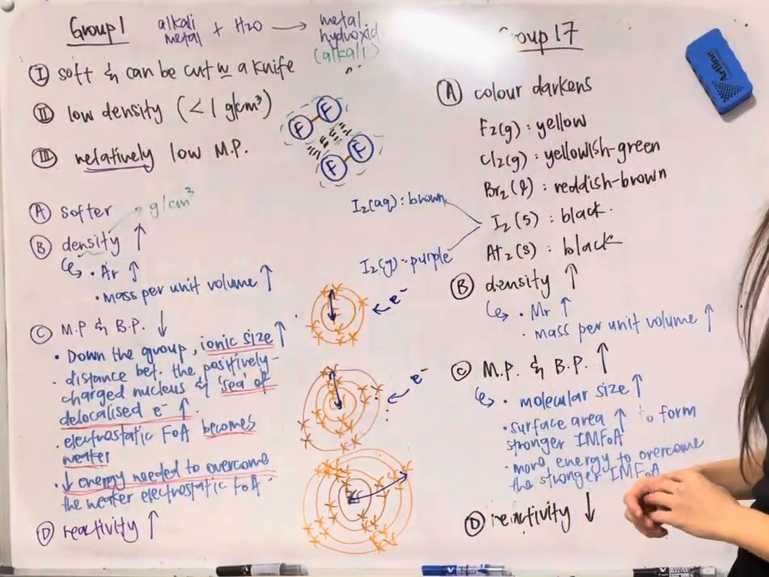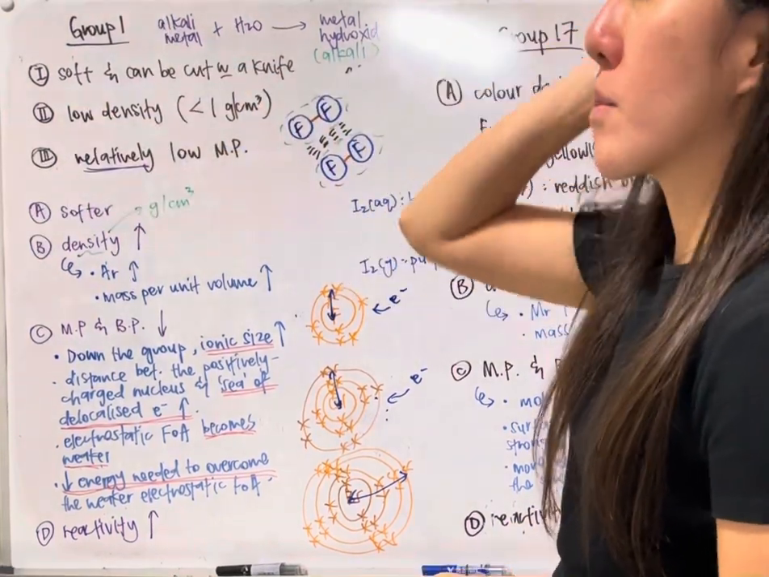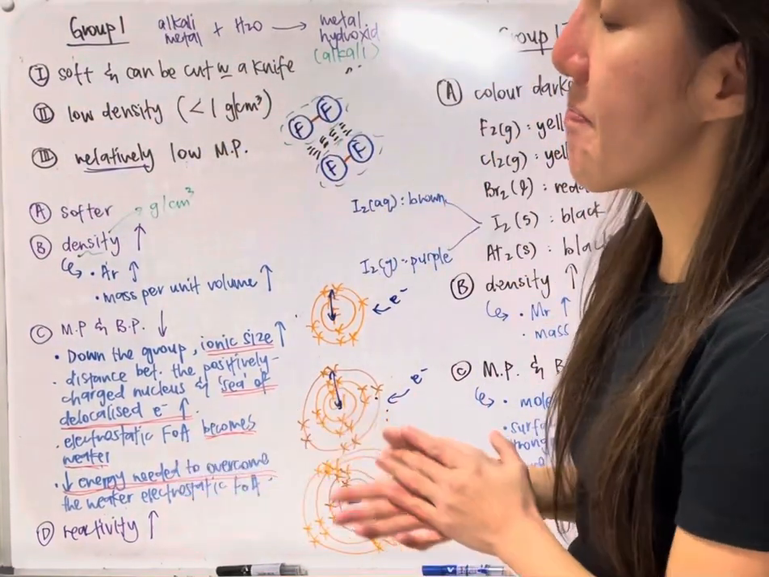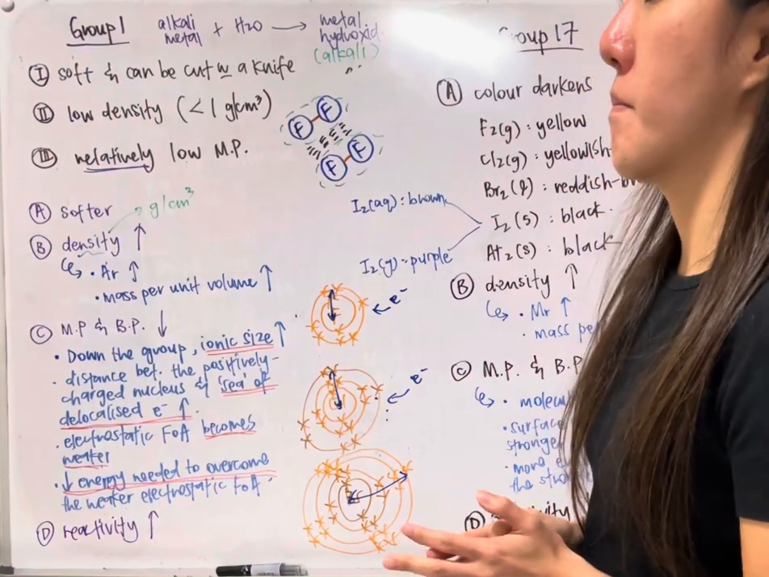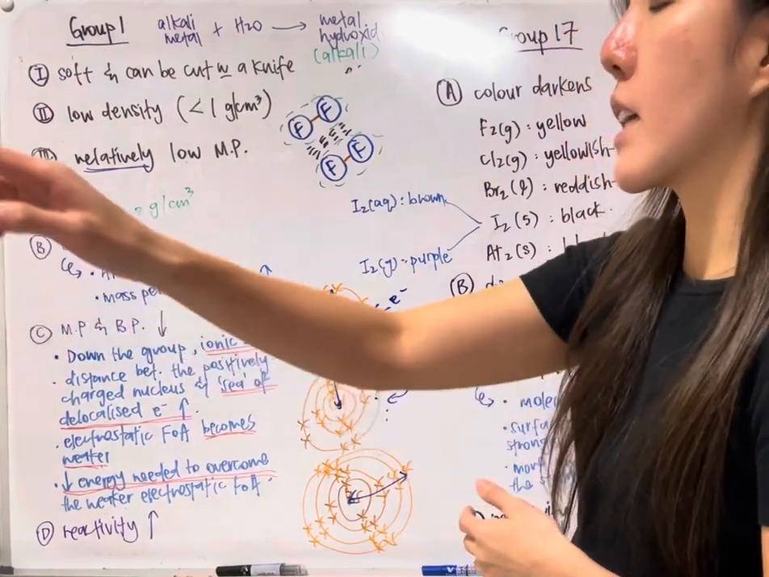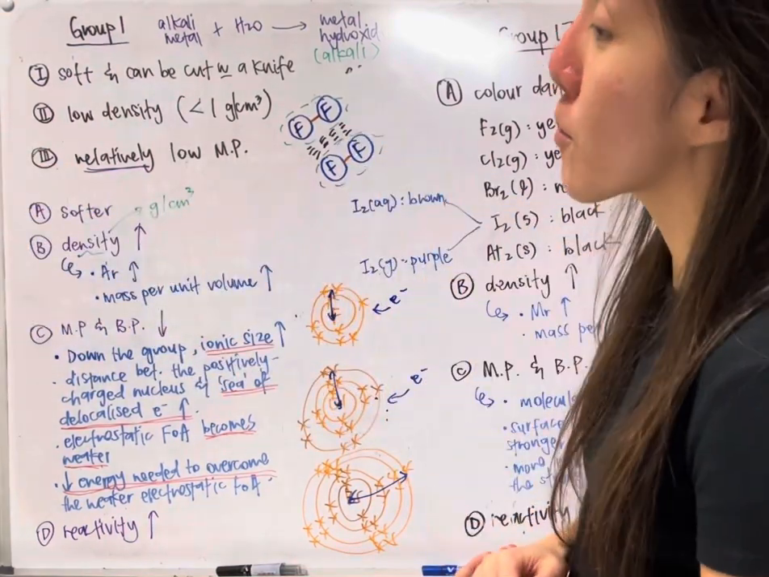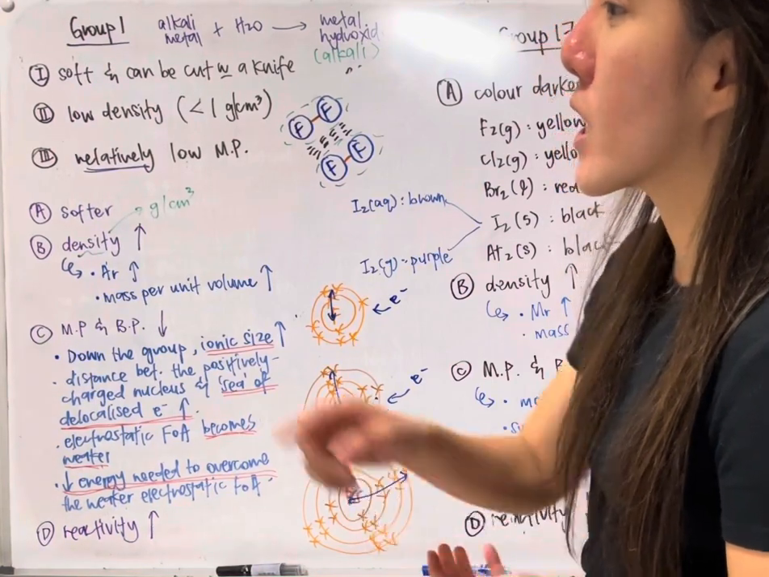Next one. Can you tell me the next trend for group 1? What is one trend for group 1? The metals become softer. Metals become softer as you go down group 1. Again, what is another trend that we can say for group 1? Melting point.